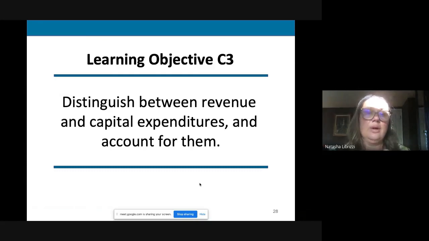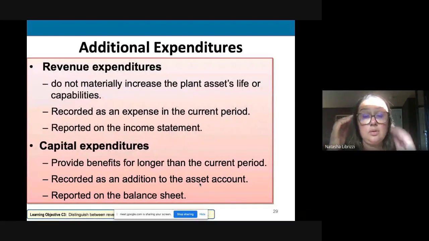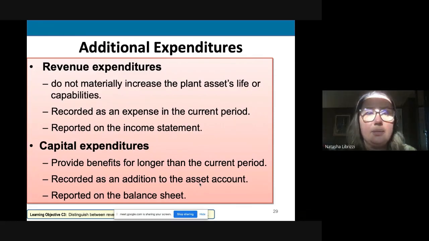It's wear and tear. So it is important to be able to distinguish between the two, because capitalization requires you to depreciate it and it becomes part of the balance sheet, whereas expenditure just goes to this year's income statement. So revenue expenditures do not materially increase the planned asset life. They are recorded as expense in the current period and reported on the income statement. For the car, oil change, tires change, things that are kind of expected wear and tear.